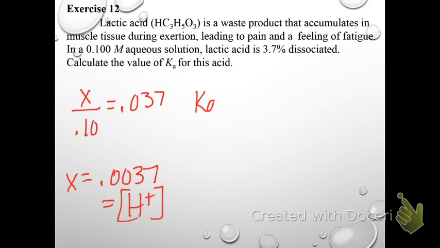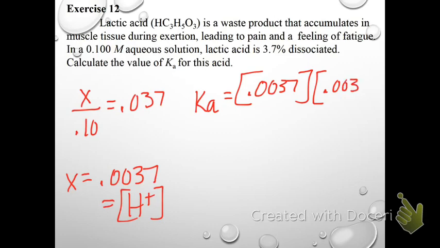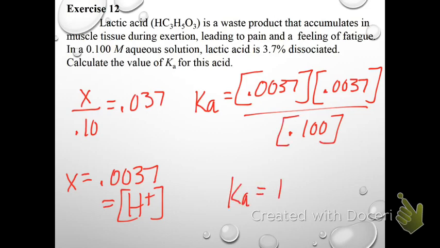So then to get Ka, I write 0.0037. If that's it for H, it's also it for the conjugate, right? Because of the 1-to-1 dissociation. And then divided by the molarity that they gave us, and we get a Ka value of 1.36 times 10 to the negative 4. Any questions on that? Tomorrow we'll do bases.